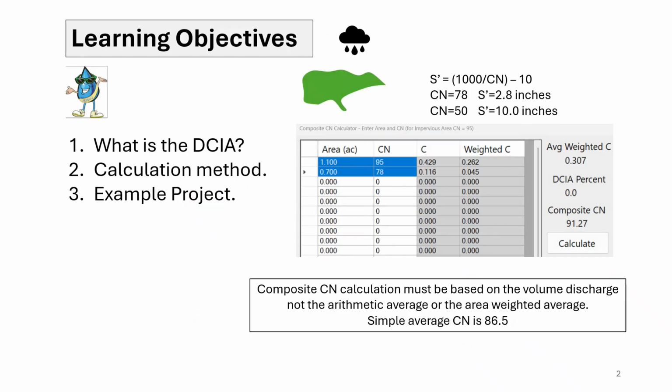Many of you are interested in the concept of the directly connected impervious area, or DCIA. We'll define what DCIA means and illustrate the impact of changes through an example project.